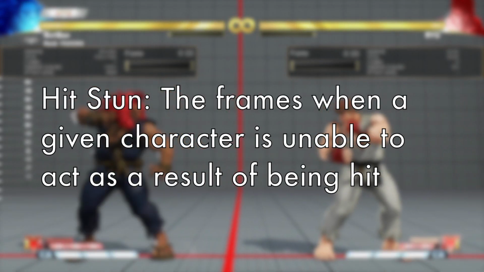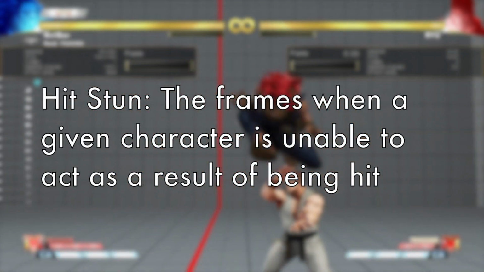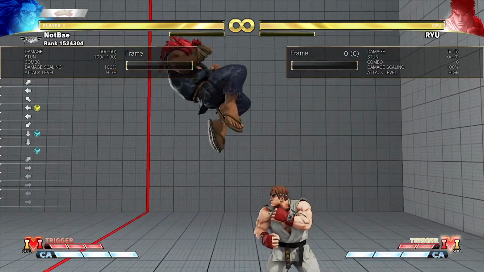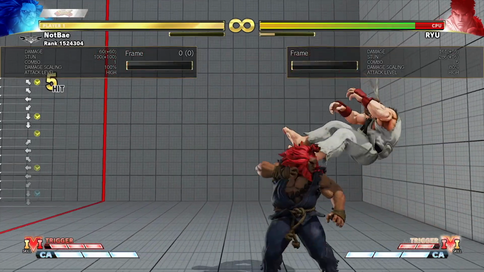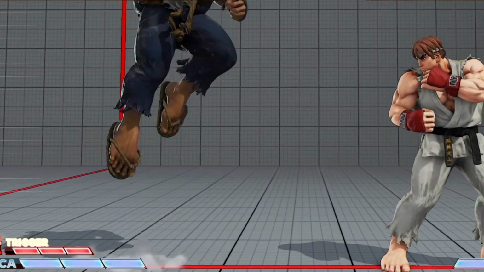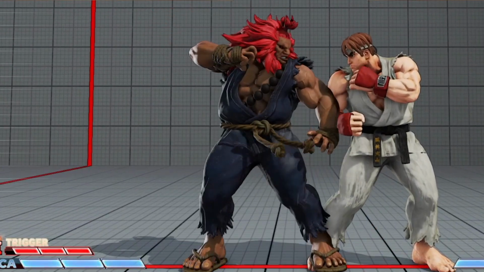Hitstun is the time or frames where a player is unable to act after getting hit. This feature is what allows players to perform combos, which then brings us back to frame advantage, which takes a move's hitstun and recovery frames to determine how many frames each character needs to recover.